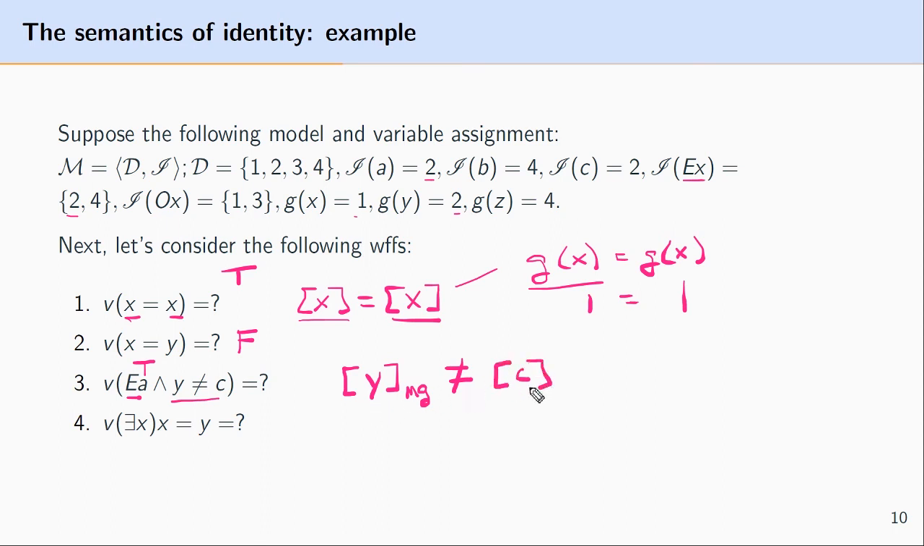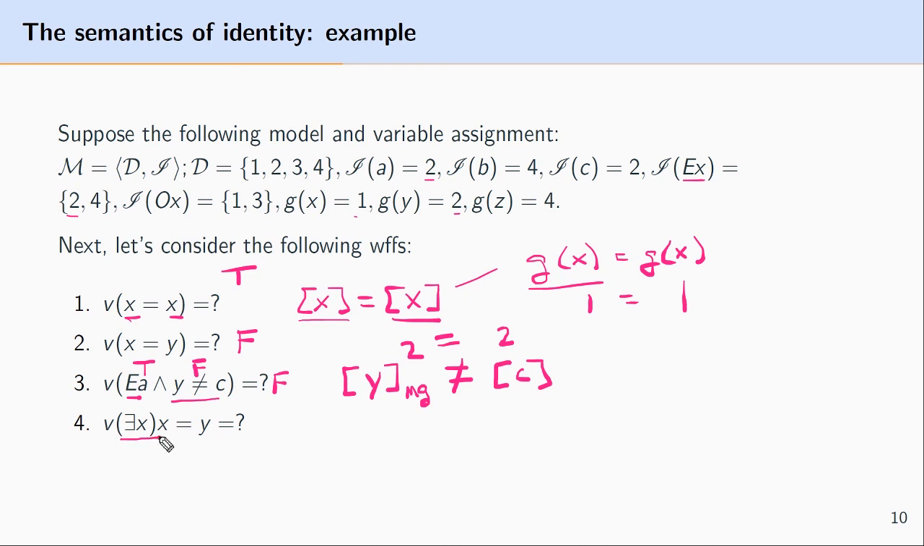So if these two do not equal, then this right conjunct will be true. So Y is picked out by the variable assignment GY, and that is the number 2. And C is picked out by the interpretation of C, which is also 2. And so since these two are identical to each other, this formula Y does not equal C is false. And so the entire conjunction comes out as false.